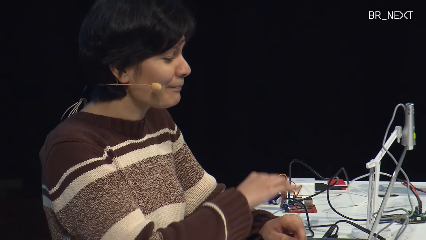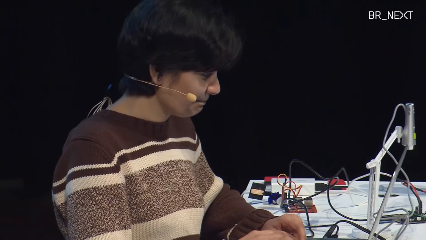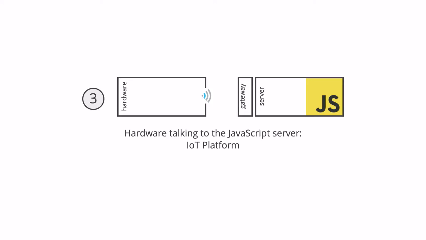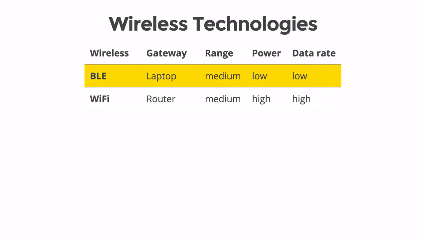So here are some libraries and projects to explore: Johnny-Five, and NodeBots, which is a community event. The last one is hardware talking to JavaScript on a server through a gateway using Internet Protocol. This hardware specifically has wireless capabilities on it.